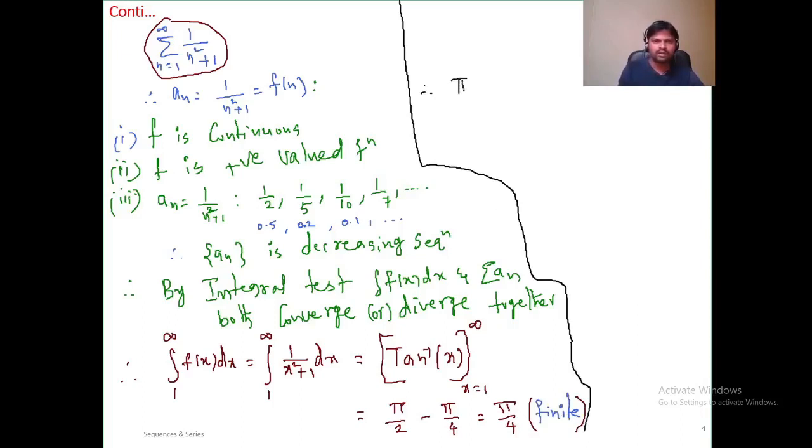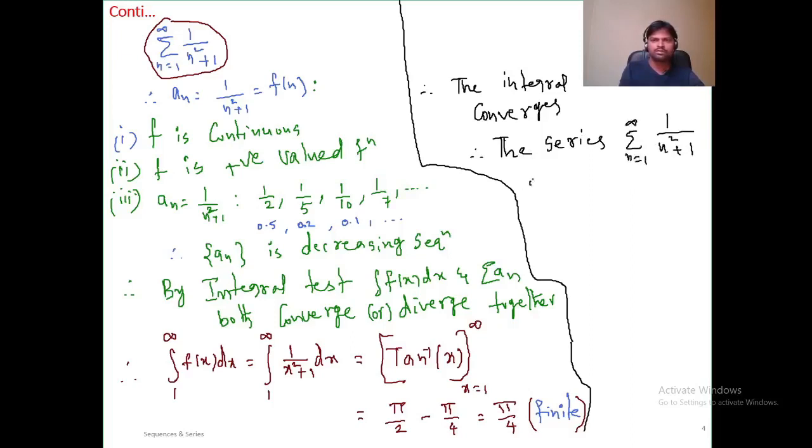So therefore the integral converges. Therefore the series also converges. The series, what is that? 1 upon n square plus 1, n is running from 1 to infinity, also converges, because both converge and diverge together, right? Also converges. So this is the conclusion.